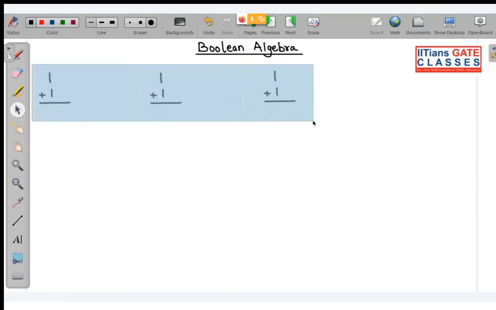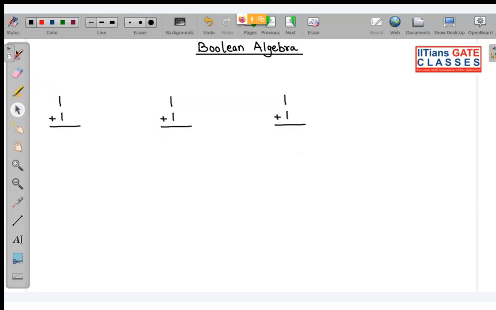So let me ask you, what is 1 plus 1? You will be very eagerly answering, sir, that 1 plus 1 is 2. But this is in which format? It is our decimal numeral. Now 1 plus 1, if I ask you in binary, you will say, sir, 1 plus 1 is 0, carry 1. This is 1 0, which is 2 in decimal. Now in Boolean, what is 1 plus 1?